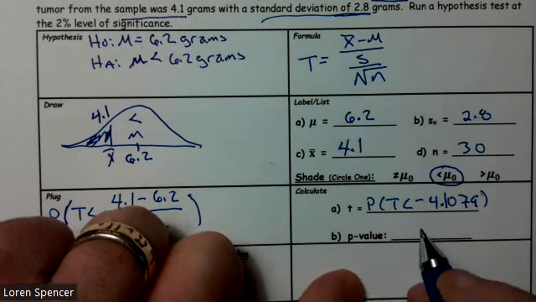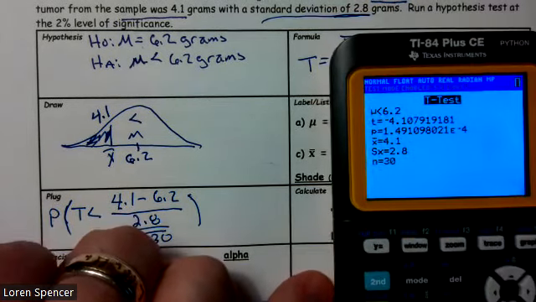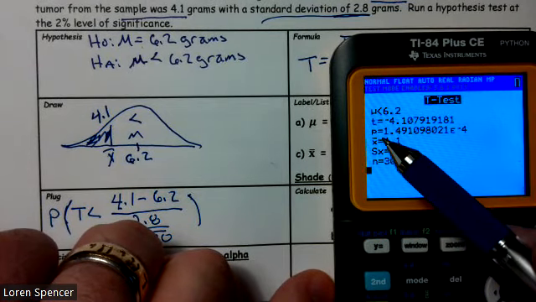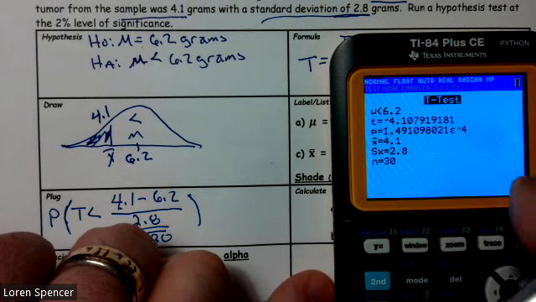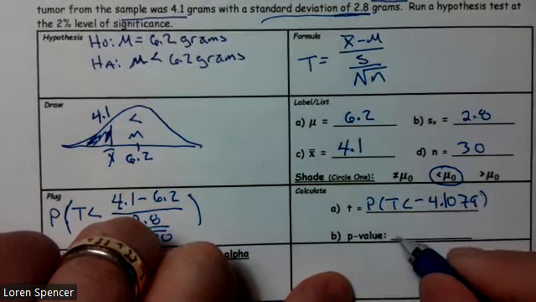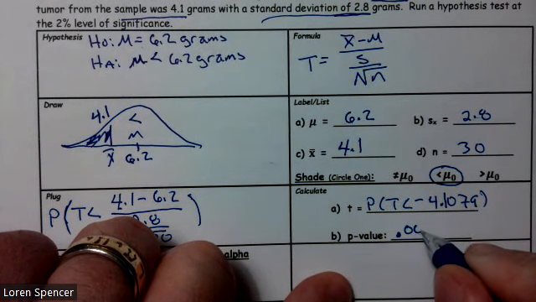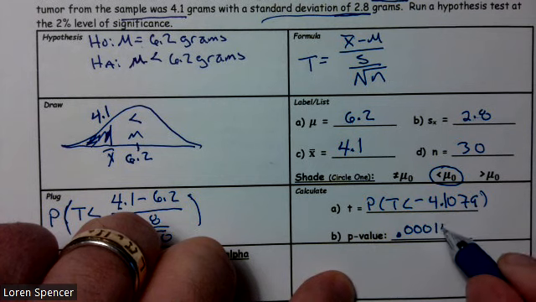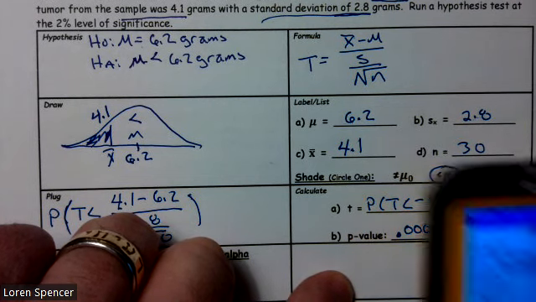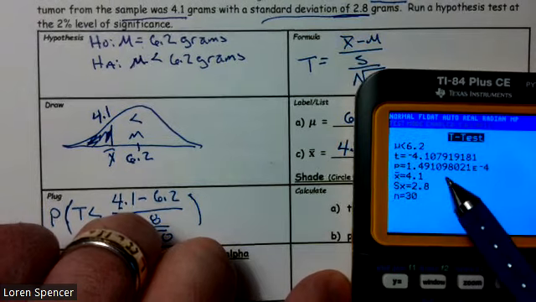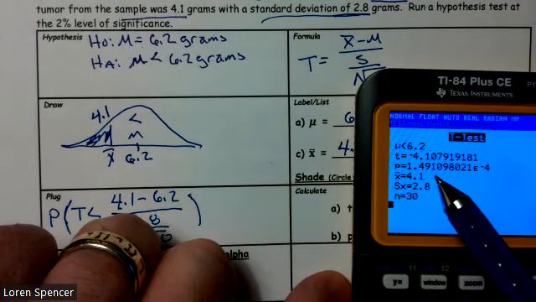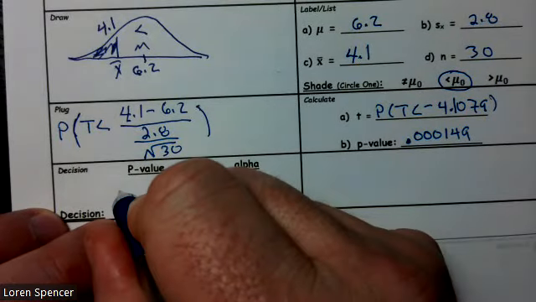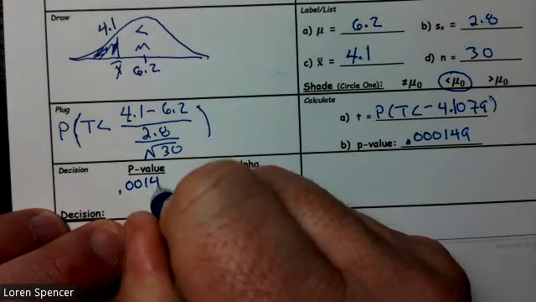Let's look at this real quickly. This has e to the negative fourth. That means it's 0.000149. Remember, we can never have a probability greater than 1. So as soon as we get one that looks like it is, we need to make sure that we check to see if it's written in scientific notation, and this is. So our p-value is 0.000149.